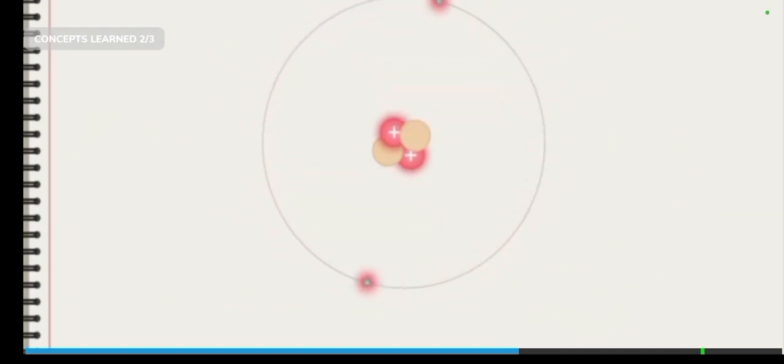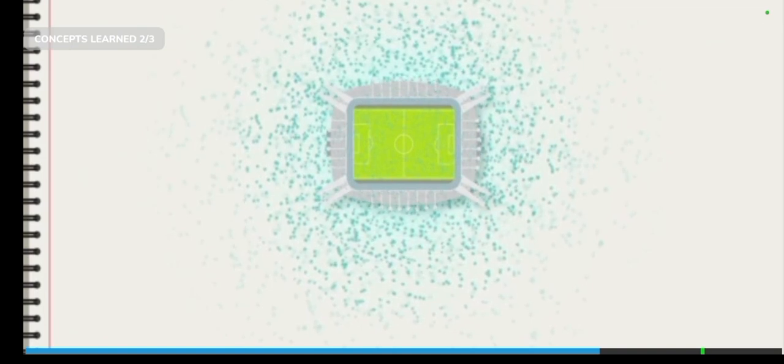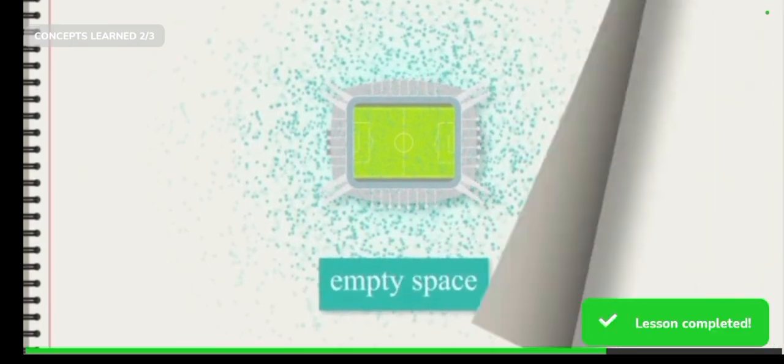What's more, electrons do not follow neat orbits like our model suggests. Instead, they fly in all directions, forming an electron cloud. And lastly, electrons are much further away from the nucleus than it appears in the model. Picture the nucleus as a tiny lentil placed at the center point of a football stadium. The electrons whizzing around it wouldn't even be inside the stadium. Most of the atom is just empty space.